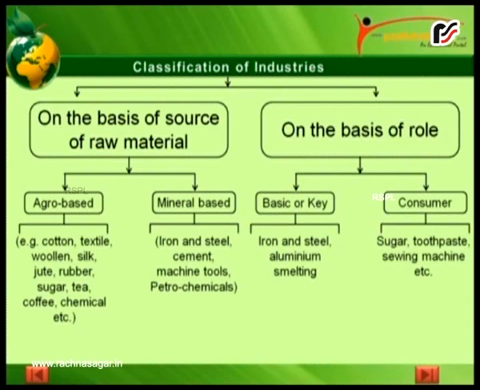On the basis of role, we have two industries, that is basic or key, for example, iron and steel and aluminium smelting. Under consumer industry, we have sugar, toothpaste, sewing machine, etc.